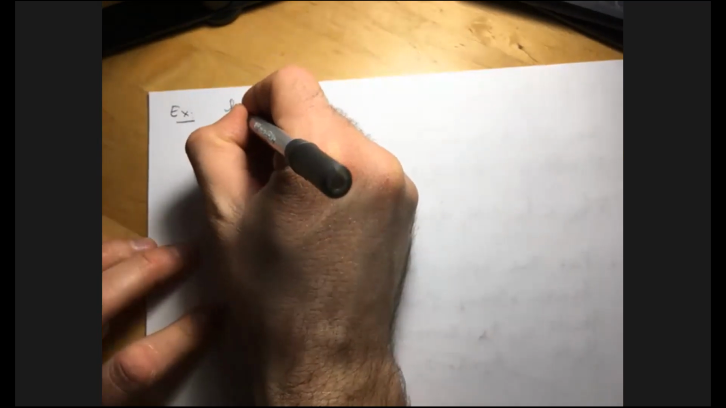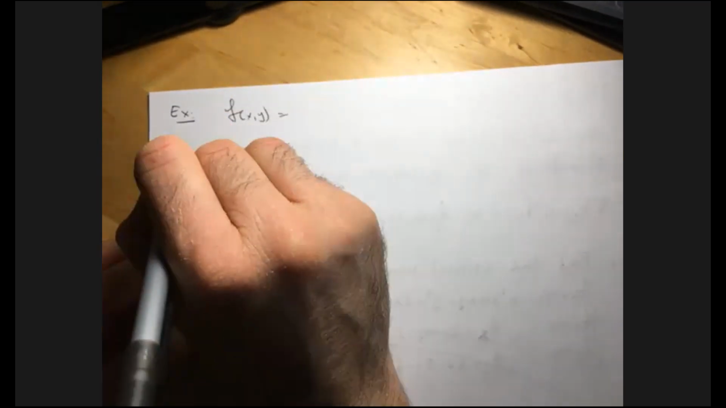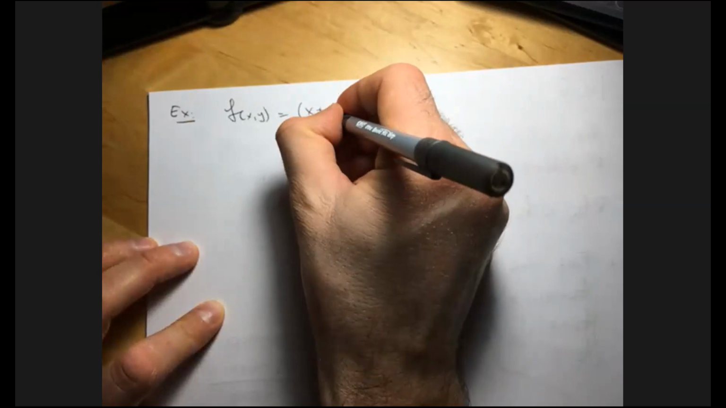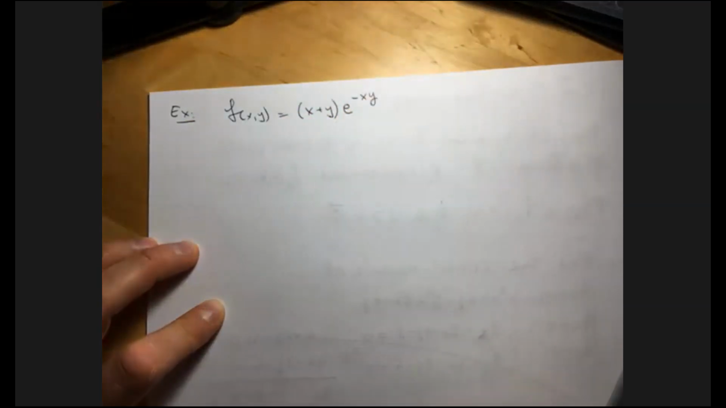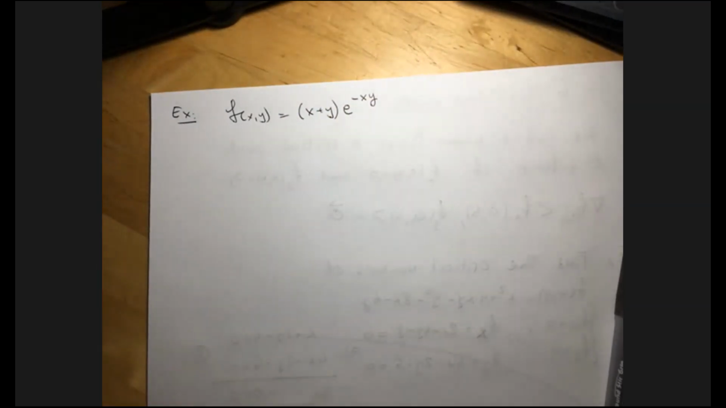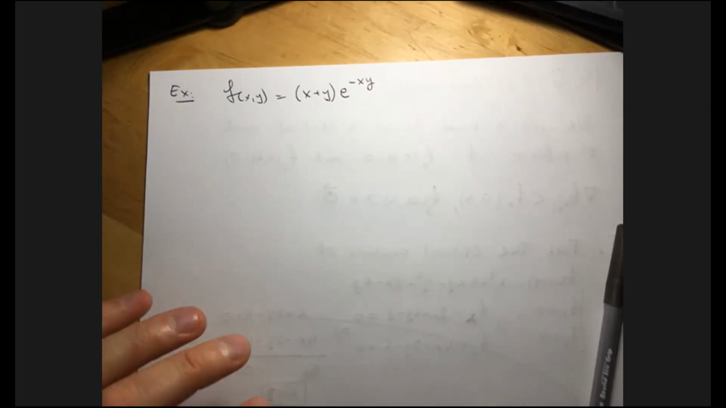The example is the same. Find the critical numbers of the function f of x, y is equal to x plus y times e to the power negative xy, okay? And I'll give you, let's say, 5 minutes for you to find the critical values by yourself if you can.